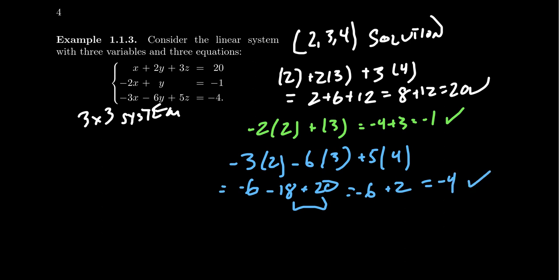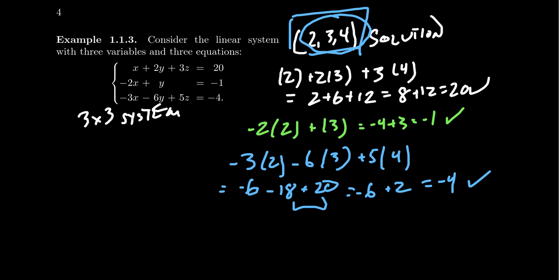And so we can see that our assignment 2, 3, 4 satisfied all three equations, and this is a solution to the system of equations. If one were to try to find another solution, you're not going to find one. Turns out this is the unique solution to the system of equations. Much like the previous example, we saw that there was only one solution.